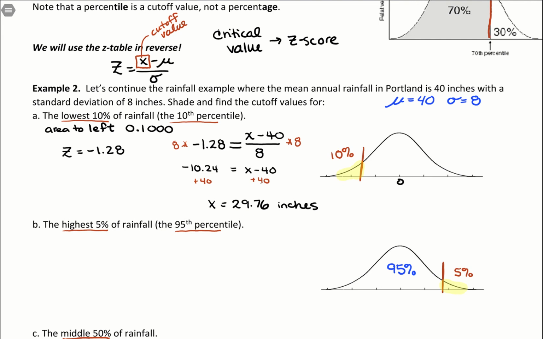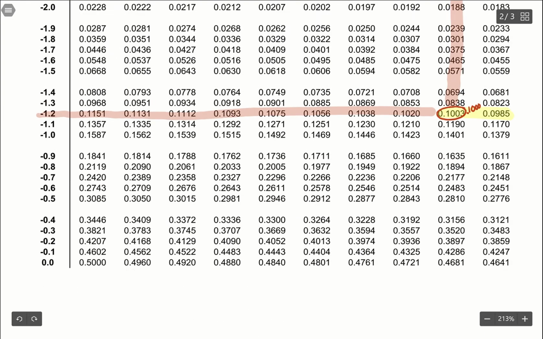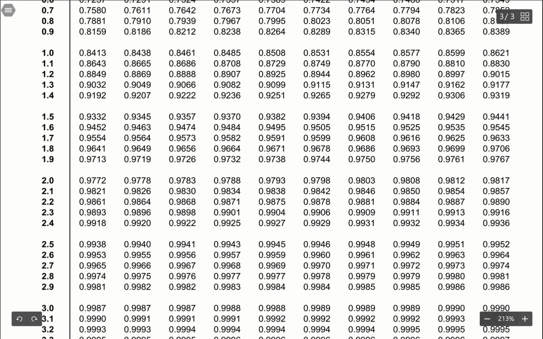So let's try that out with this next example with the highest 5%. So highest 5% will relate to the 95th percentile, and really it's that 95% that we want to use because that's area to the left. So when we go to the table, we want to find an area to the left of 0.9500. So let's go to our table and go searching for a 0.95.